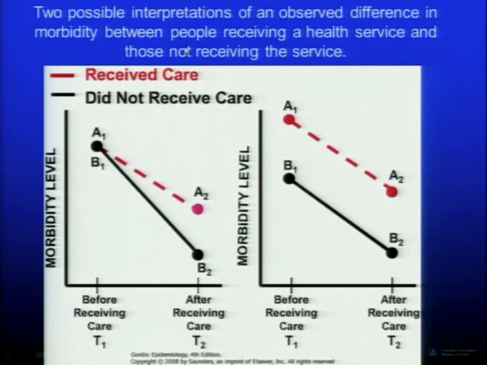So here is an evaluation where there were people either before they received this special care, called T, or after the special care. So in the red line, they received the care, and in the black line, they did not. So this is actually looking at the morbidity level, how many people actually got sick between those that used the health service, so that's getting the care, versus those that did not.